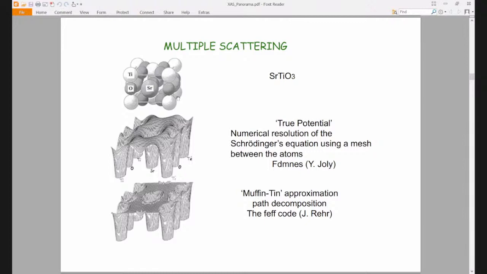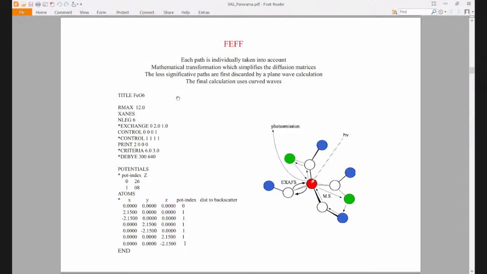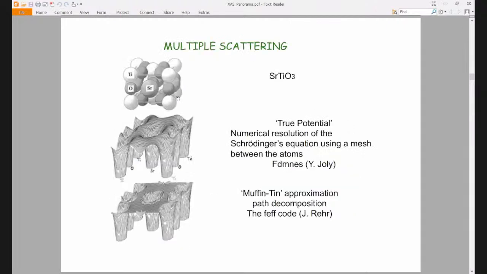Good computer. But you can solve it and much faster. And so that's the code, the FEFF code. FEFF for F, scattering function, F effective.